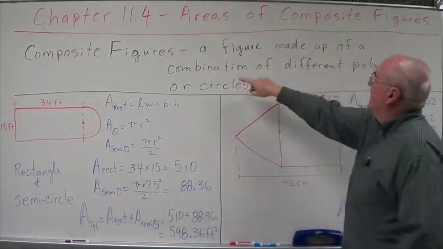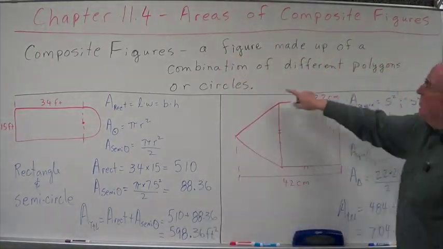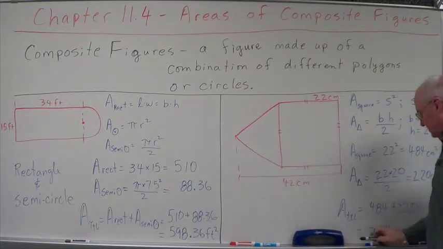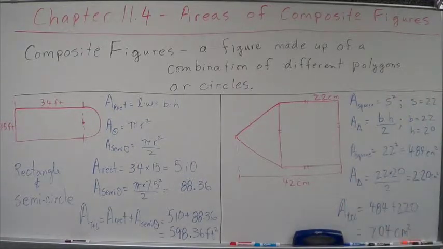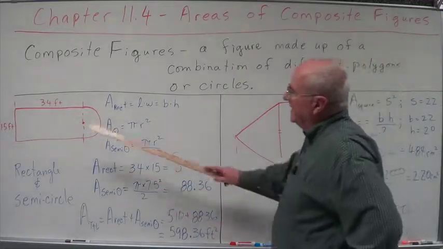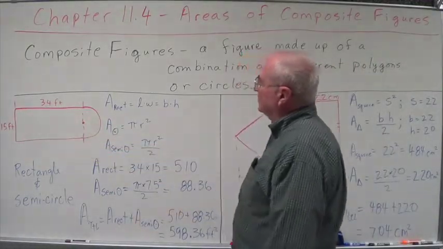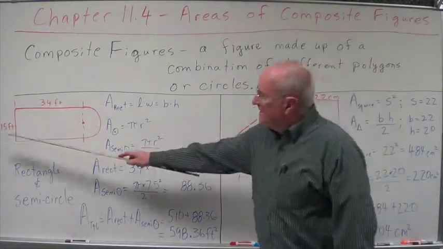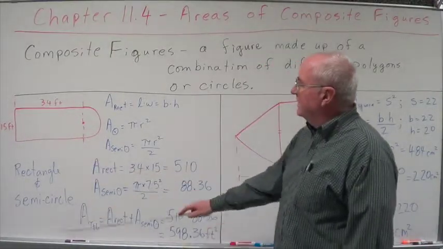made up of a combination of different polygons or circles. Okay? A different combination of different polygons and circles. Okay? We have a couple here we're going to do. Here's one that is a rectangle and a semicircle, and we're given these dimensions, basically rectangle and semicircle.